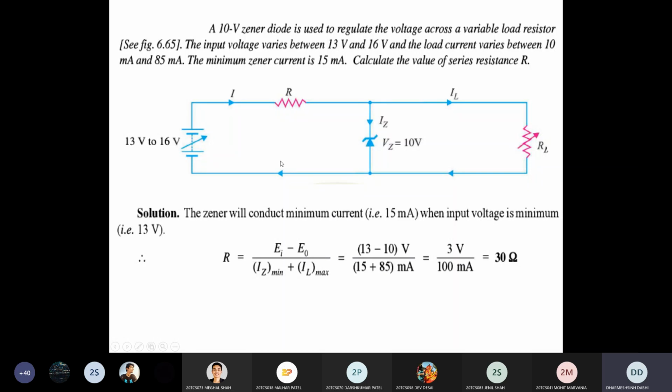So R is equal to voltage across R divided by current flowing into R. This gives the answer 30 ohm. All of you understand this? Yes, sir. Okay, so here I stop this topic, Zener voltage. Now start the next topic, transistor.